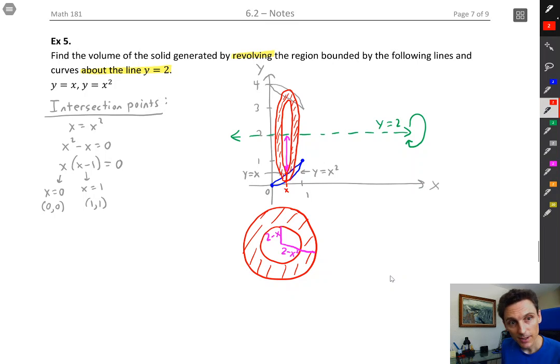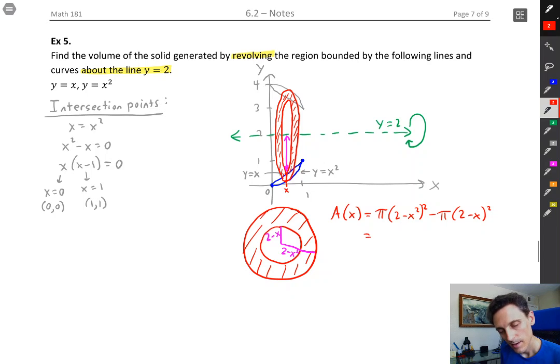Let's go ahead and find a formula for the area of these washers. And we'll just jump right to it. We'll do pi times the outer radius squared minus pi times the inner radius squared. We can factor out a pi and distribute stuff out just so that we get things out term by term. So distributing the 2 minus x squared out, we get 4 minus 4x squared plus x to the 4th. And then we have a minus from this minus right here.